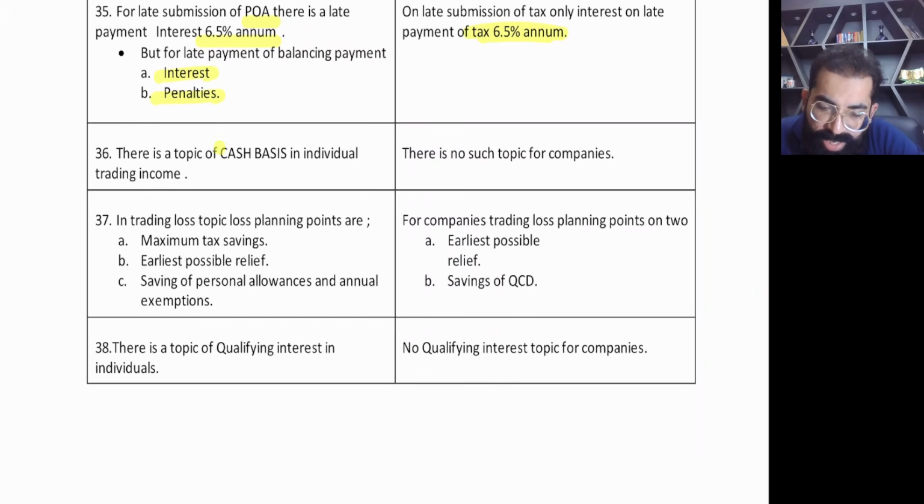There is a topic of cash basis. Yes, cash basis applies in individual trading income, but that topic is not available for companies. Now here is some mistake in trading loss planning.